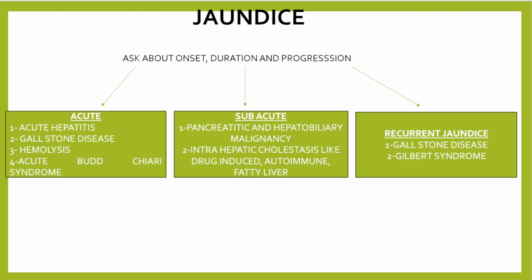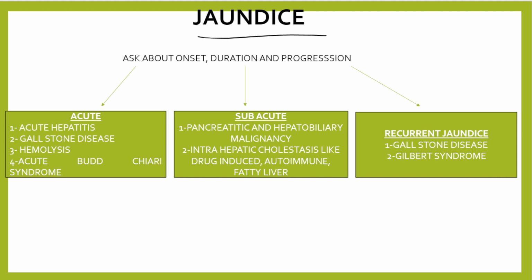Today our topic is jaundice. So we'll discuss how to take a history in a patient with jaundice. First we will ask about the onset, whether it was sudden onset or gradual onset. Then we will ask about the duration of the disease. When did it appear? For how many days or weeks or months?